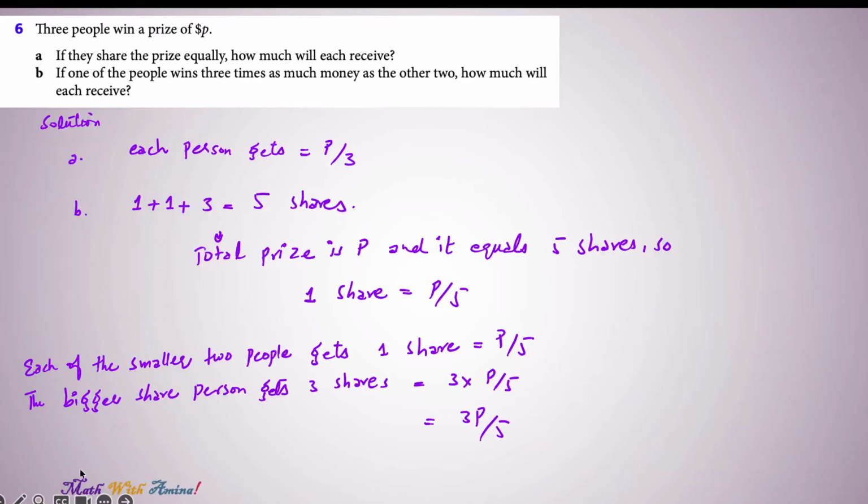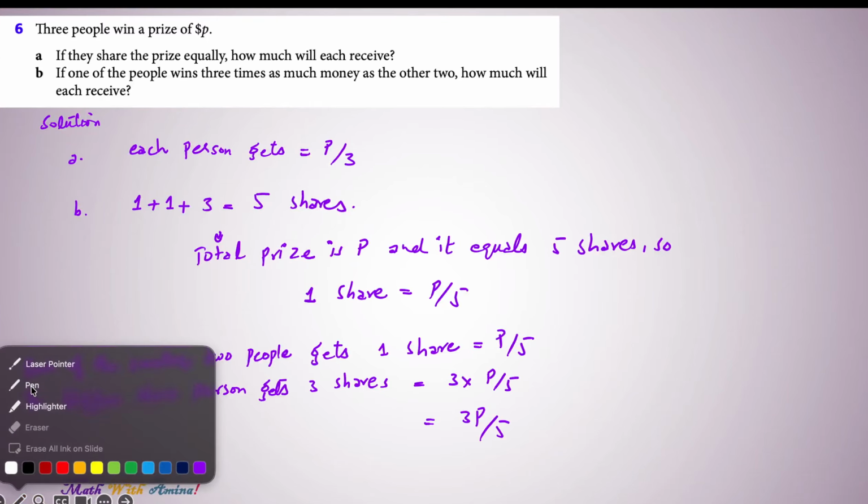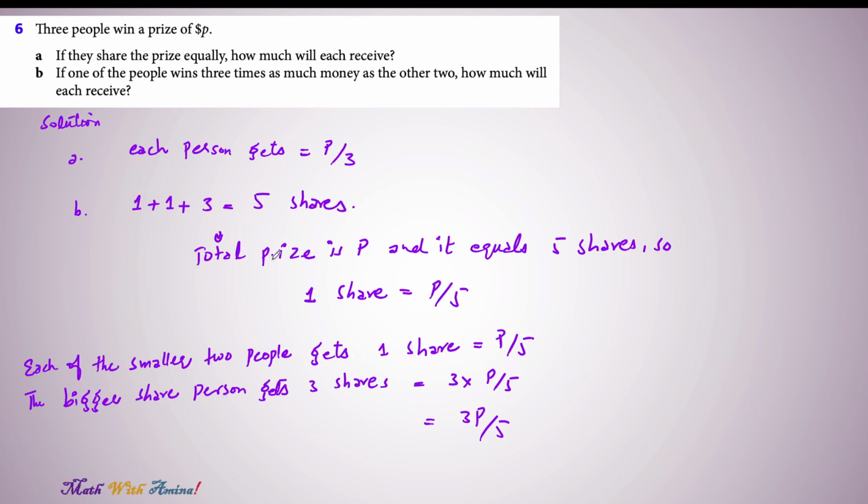So in this question, we are given some information again. The total price is represented by P dollars. So 3 people win a prize of P dollars. If they share the prize equally, how much will each receive?